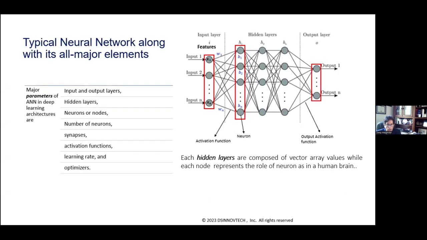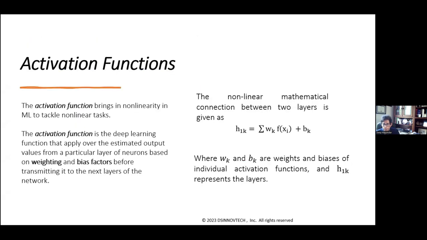Some of the major parameters involved in a neural network, if I try to do this deep learning algorithm, are the input and output layers, hidden layers, a number of neurons that can be varied, number or type of neurons, and then synapses, activation functions, learning rate, and finally the optimizer that tries to optimize the rate at which you're resolving the weights and biases coming from each layer and moving forward.